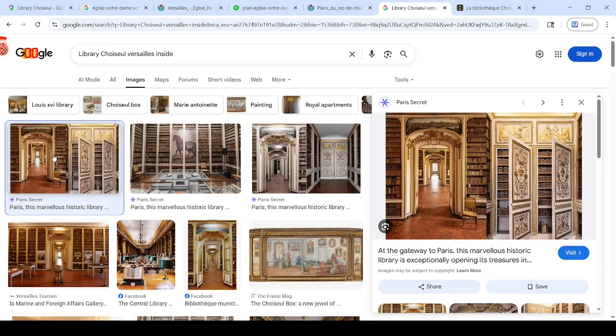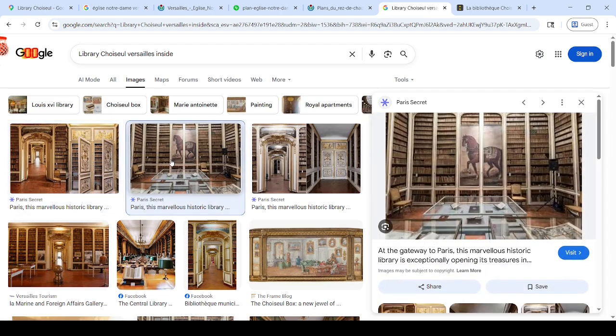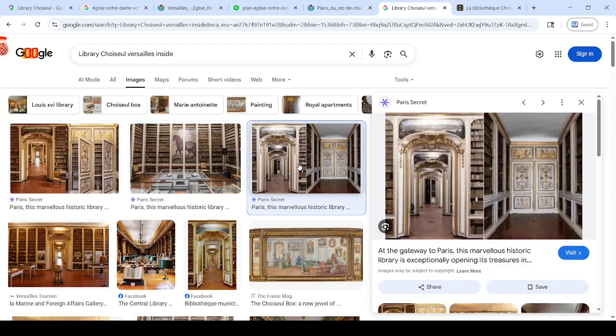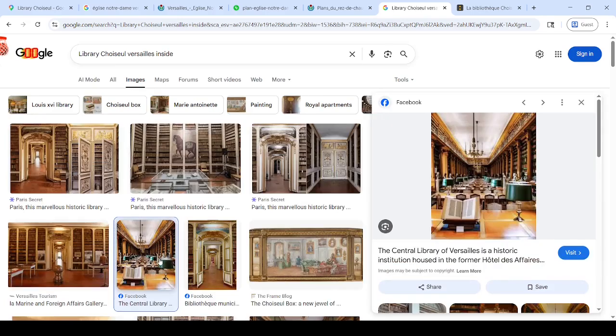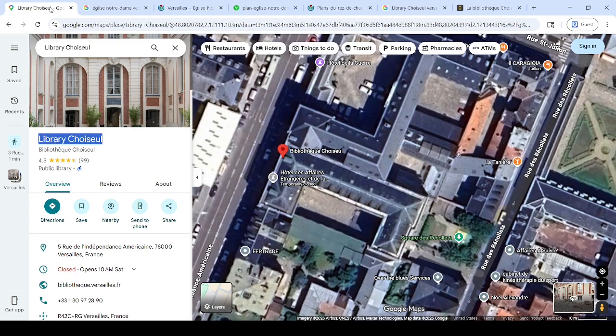All right, there's a different angle of the series of doorways we saw before. Here's another image of one of the rooms. There are those doorways again. A little bit back, one of the rooms. Now this looks different. Let's see if this is part of the same building.